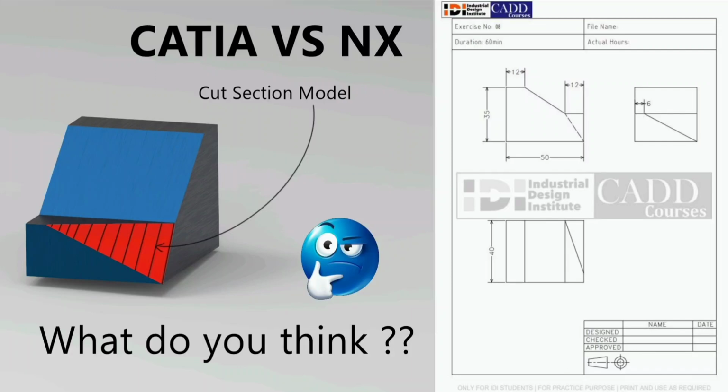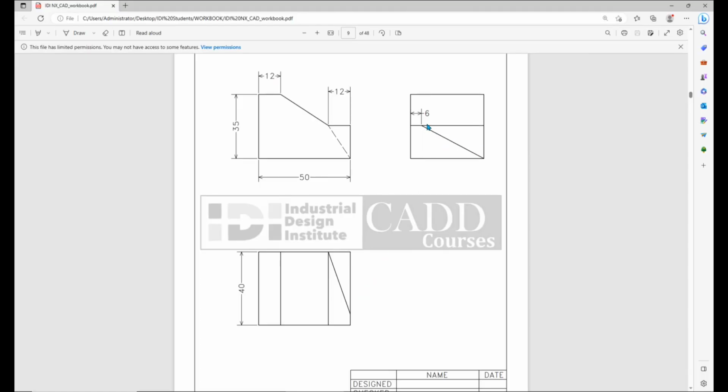So let's check the difference between Catia and NX. Let's start. So this is a model. You can observe the model. Okay. So let me create it in Catia first.